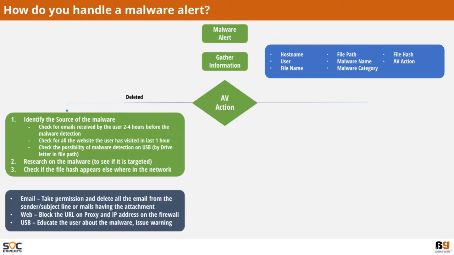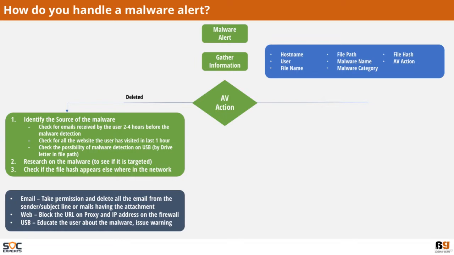Remediation depends on the source of the malware, and appropriate remediation steps will be taken. For example, if the malware was coming from email, the Exchange team will take the permission and delete all the emails from the sender or with a similar subject line. If the malware is coming from the web, then we will block the URL on the proxy and the IP address on the firewall. If it is coming from USB, we will educate the user about the malware and also issue a warning. We also need to take care of the device control policies in the company.